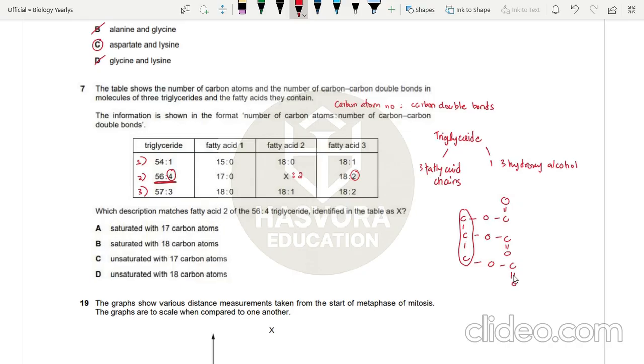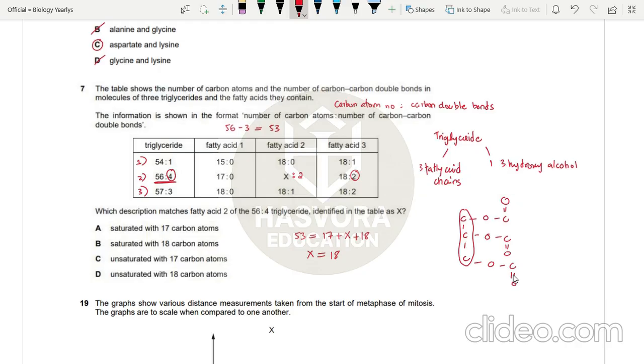But for the number of carbon atoms, we know that they have not given us the alcohol, so we will be subtracting 3 carbons from this, so it will become 53, and then we will be equating this 53 to 17 plus x plus 18. So then we will come up with x as 18 carbon atoms. The mistake that students will make here is that they will just equate 56 to 17 plus x plus 18, which is wrong because we also have to consider the number of carbon atoms of the glycerol. So we have to use our knowledge to it.